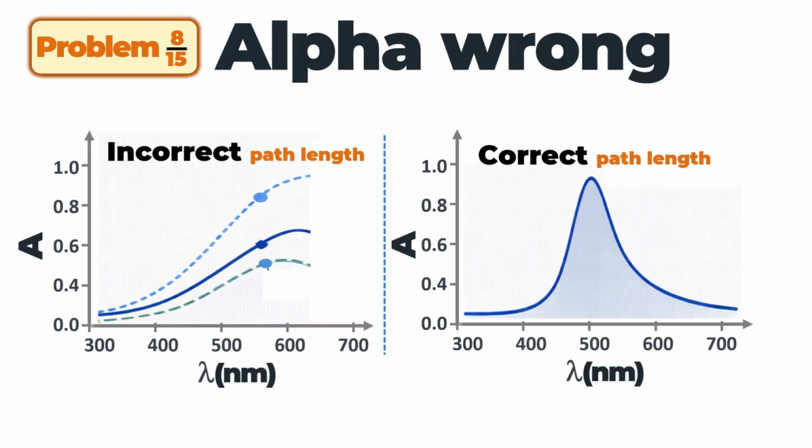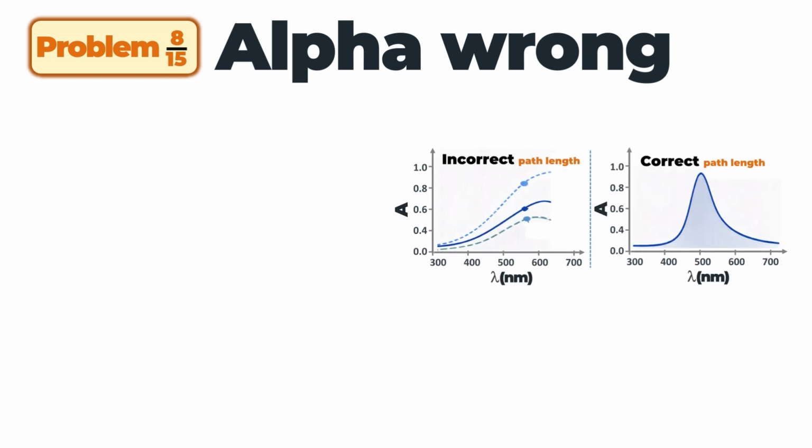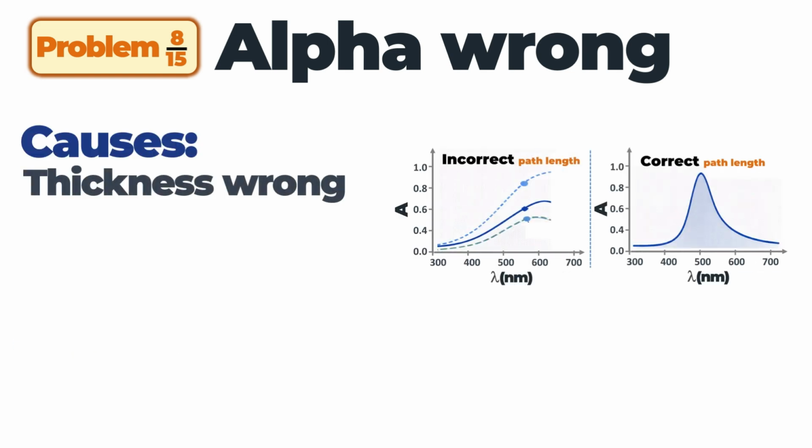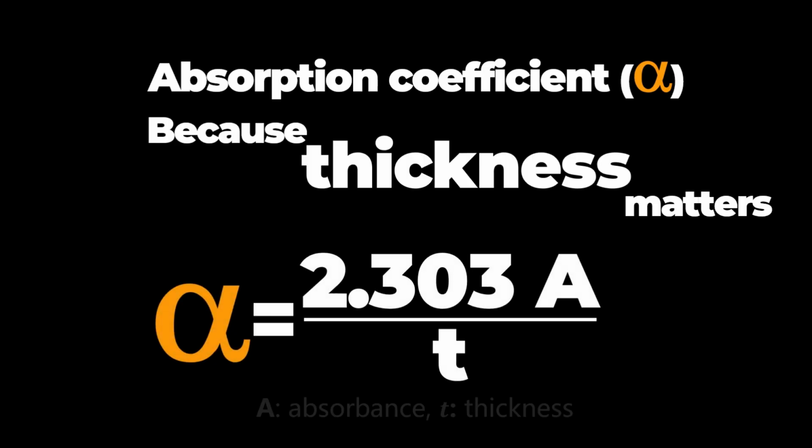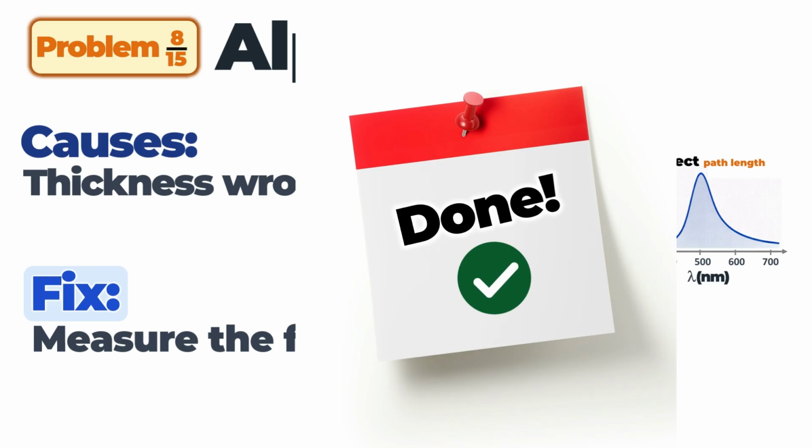Problem 8. The wrong alpha. If your absorption coefficient calculations are not making sense, your thickness value is likely the culprit. Don't guess. Measure the thickness via profilometry or AFM first, then calculate alpha.